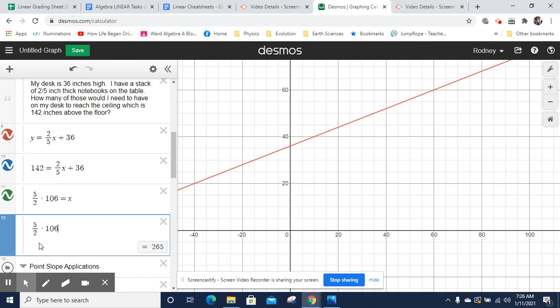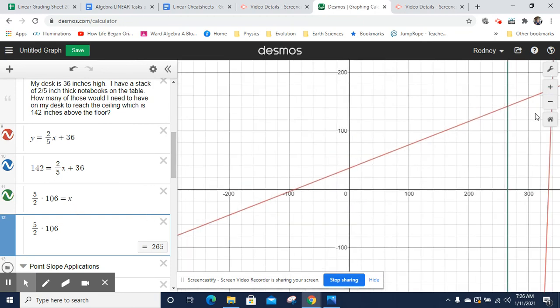Okay, and in fact, if we zoom out, we'll see a vertical line at 265 that intersects with our line. 265 notebooks stacked on my desk will reach the ceiling at 142 inches off the floor. Okay, I'm going to stop on that one.